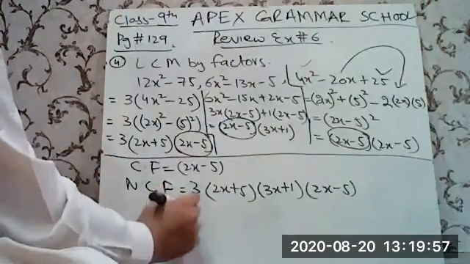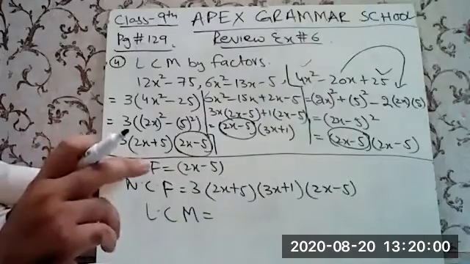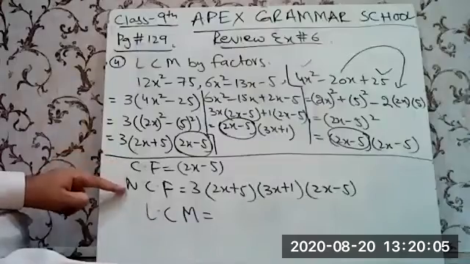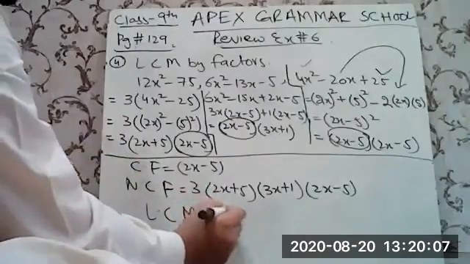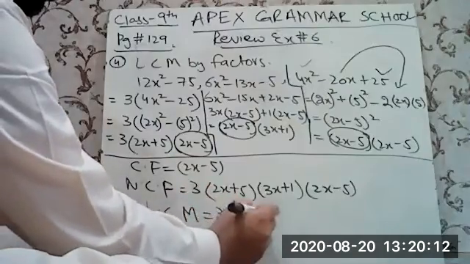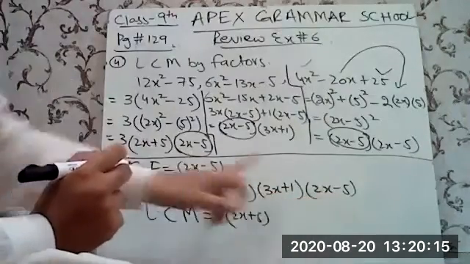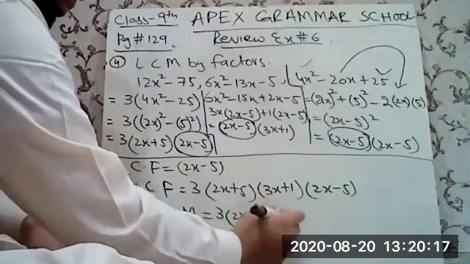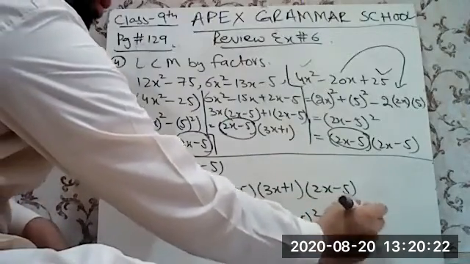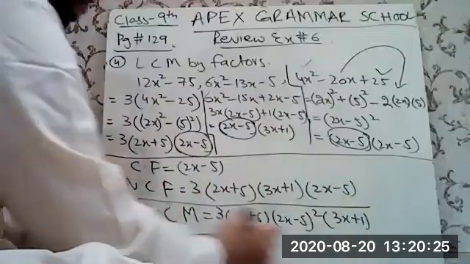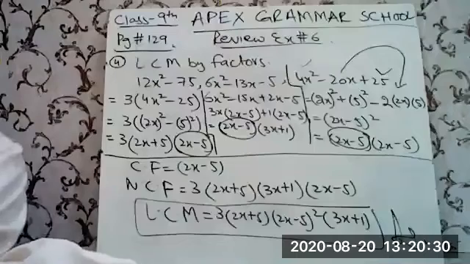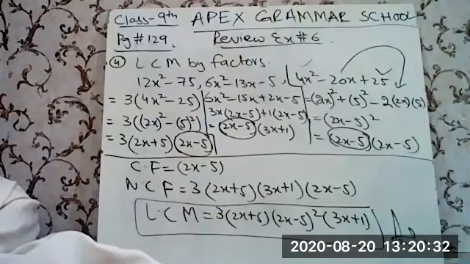Now you can easily find the LCM. LCM is equal to common factors multiplied by non-common factors. So first is 3, then 2x plus 5, then 2x minus 5 whole square, and then 3x plus 1. That's it. This was your question number 4 regarding LCM.